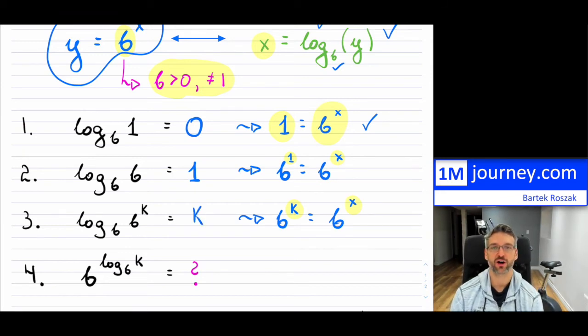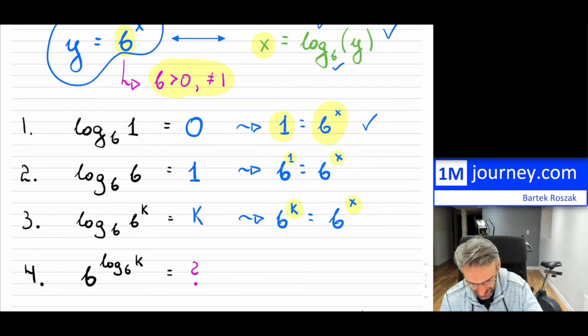Again, if you take log of any base, and then you have b to the k inside, well, it's just finding the exponent. Well, if you know that the exponent is k, then that's the answer. So that's the other thing that we have. Here's the last one that we have.